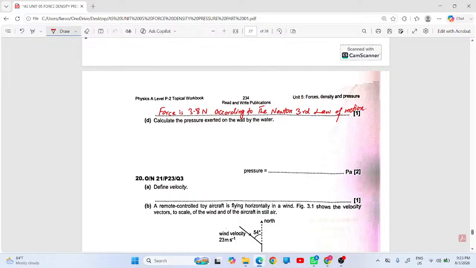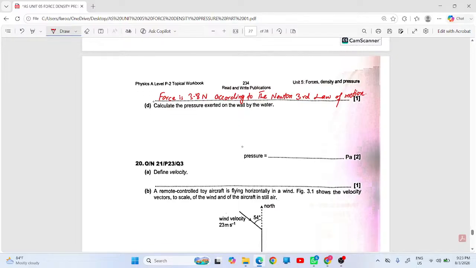Okay. Calculate the pressure exerted on the wall by the water. Pressure find करना. Pressure is force over area. Force is 3.8. Area I think is given. Area is 1.5 × 10 raised to power minus 4. यही था ना? जी बच्चा.